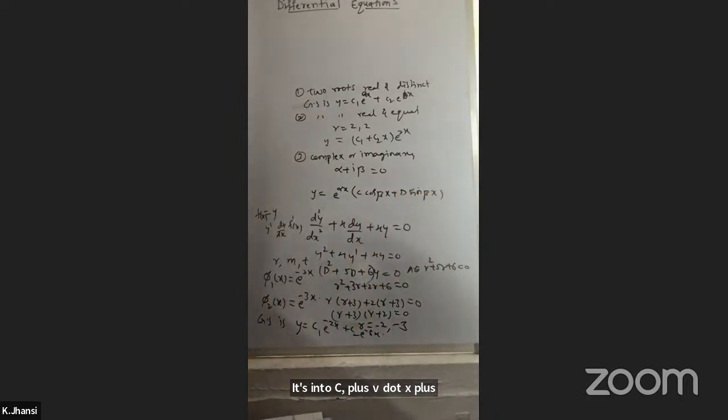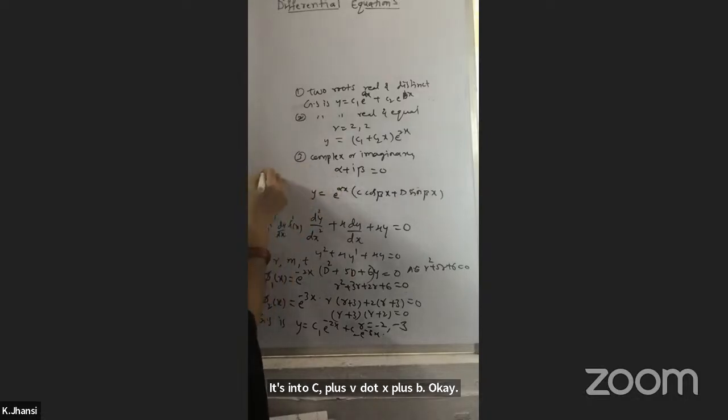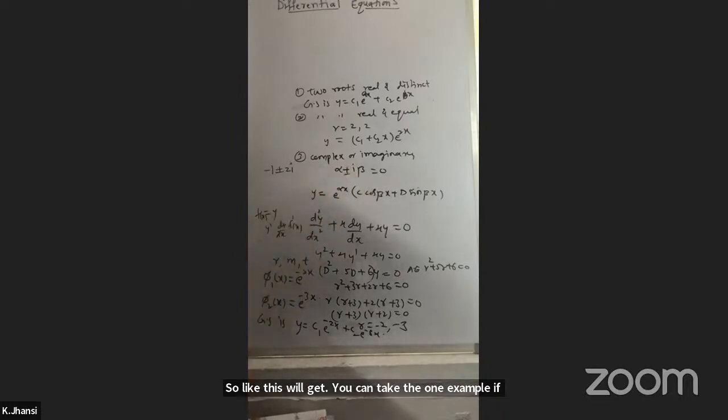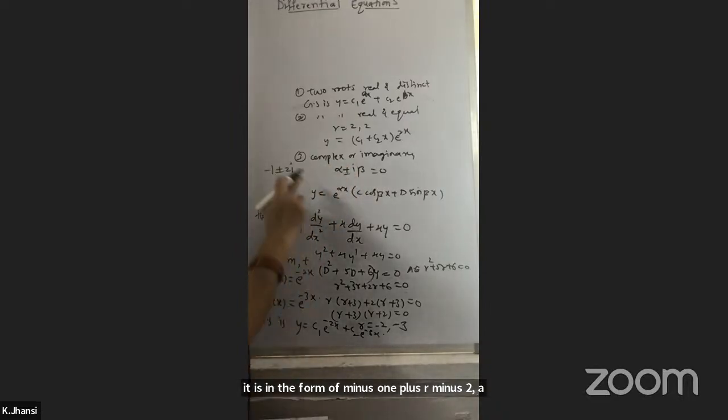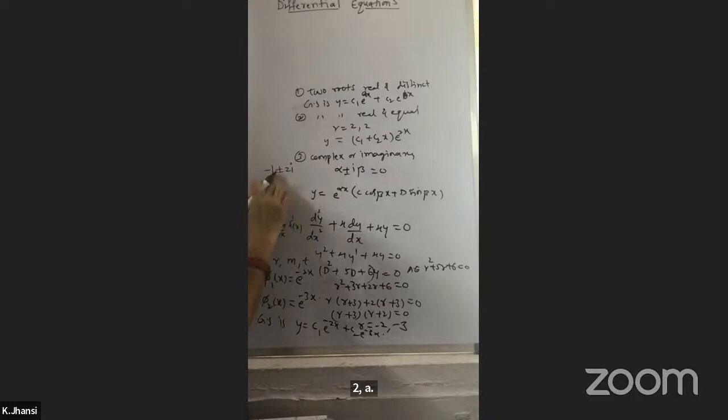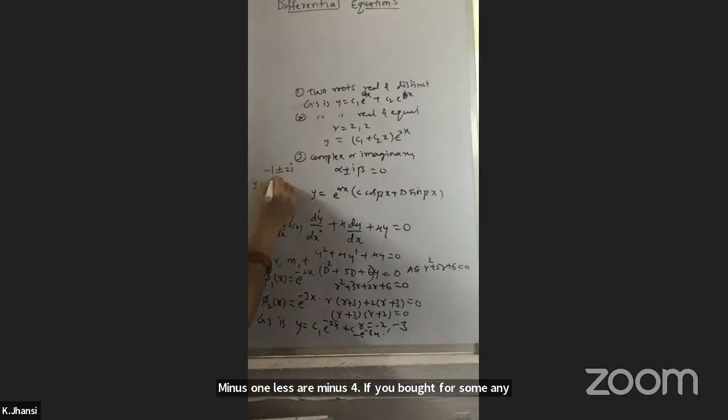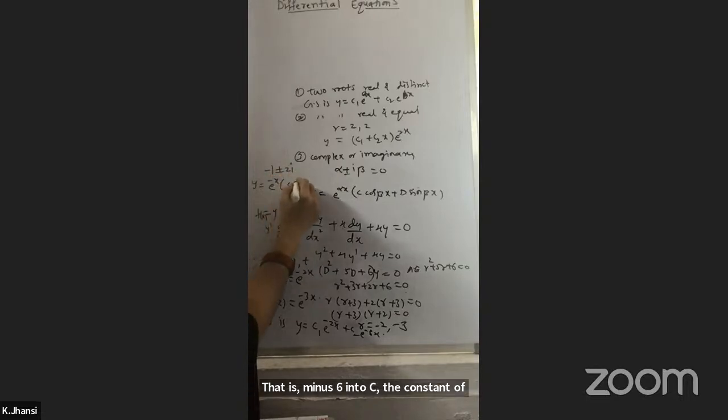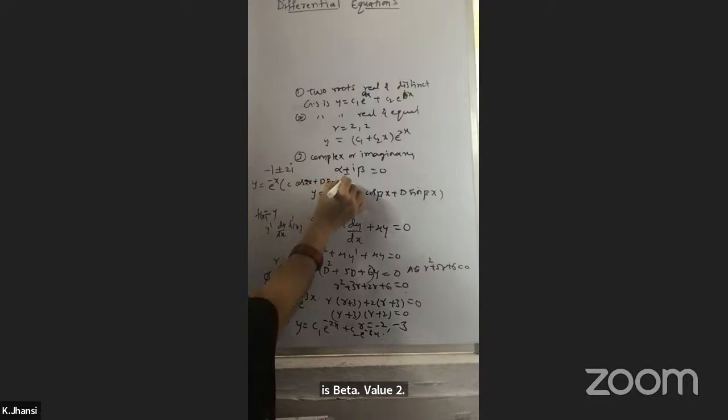Like this you will get. You can take one example. If the root is minus 1 plus or minus 2i, for any differential equation, then how will you write it? y equals e to the power of alpha x, where alpha value is minus 1, so e to the power of minus x, into c, the constant term, cos, where beta value is 2, that is c cos 2x plus d sin 2x.